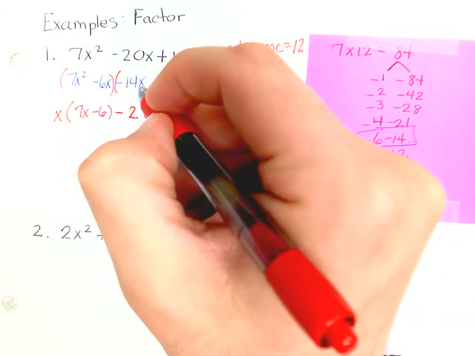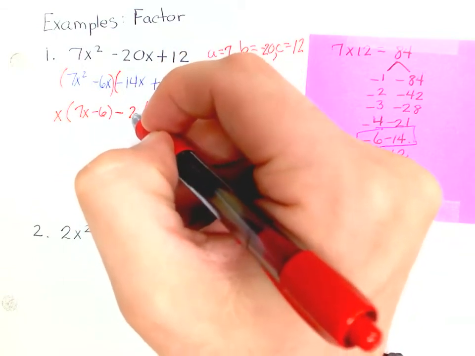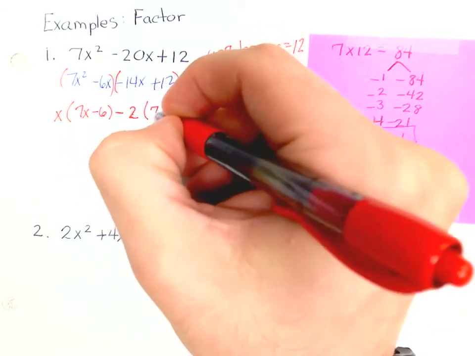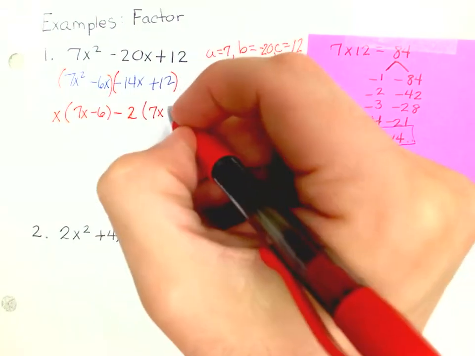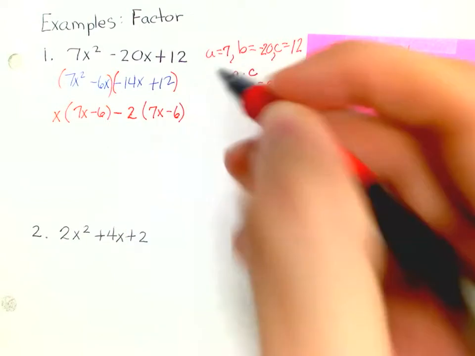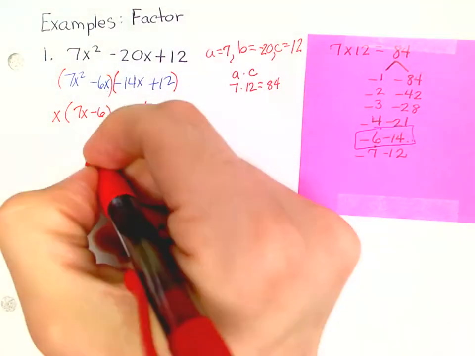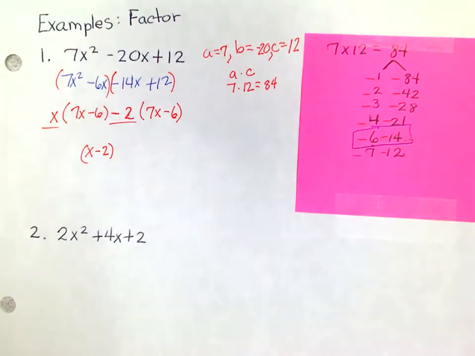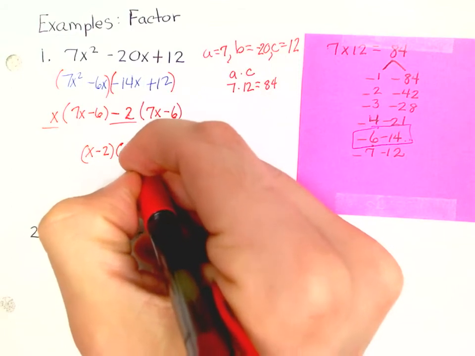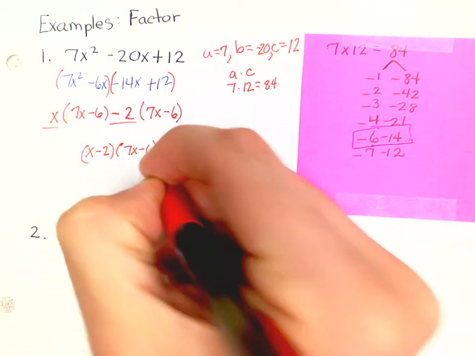So if we factor out a 2, we say negative 14x divided by positive 2, we're going to have a positive 7x. If we say 12 divided by negative 2, we're going to have a negative 6. And as our terms match, we can bring these together as x minus 2, because they're the terms out in front of the parentheses, multiplied times the term 7x minus 6.